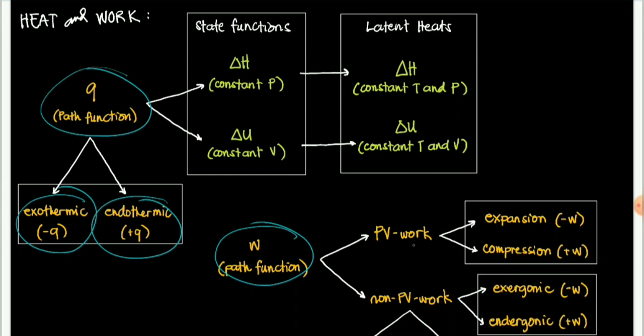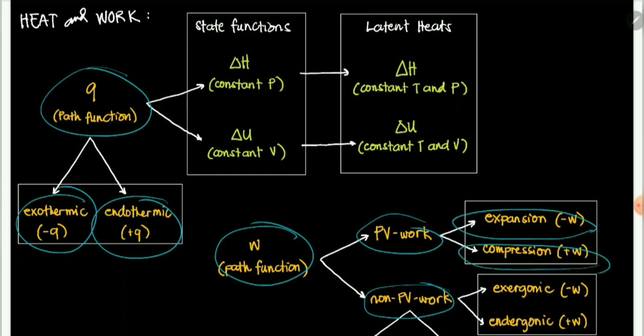Okay? So sa work naman, we have two types, PV work and non-PV work. So kapag PV work is negative, expansion. Kapag PV work is positive, that's compression. Kapag yung non-PV work nyo ay negative, that's an exergonic process. Kapag naman yung work nyo or yung non-PV work nyo ay positive, that's an endergonic process. Okay? So at specific conditions of temperature, pressure, or volume, nagkakaroon tayo ng mga state functions from these path functions.